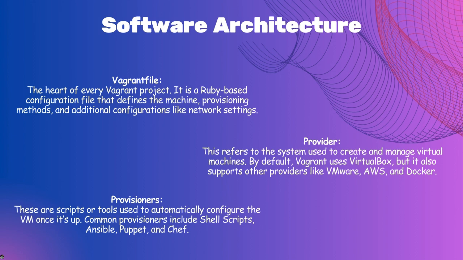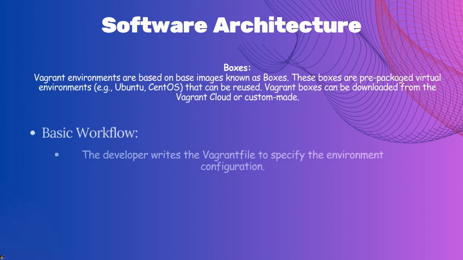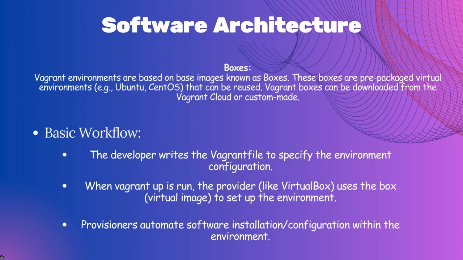Provisioners: these are scripts or tools used to automatically configure the virtual machine once it's up. Common provisioners include shell scripts, Ansible, Puppet, and Chef. Boxes: Vagrant environments are based on base images known as boxes. These boxes are pre-packaged virtual environments, such as Ubuntu or CentOS, that can be reused. Vagrant boxes can be downloaded from Vagrant Cloud or custom made.